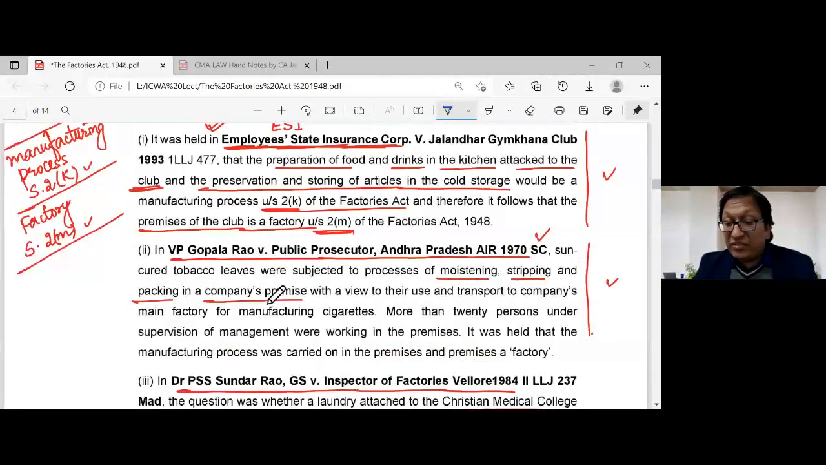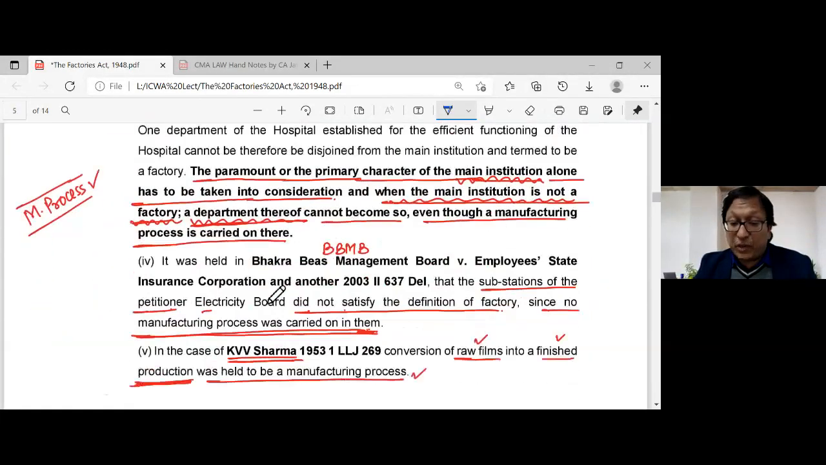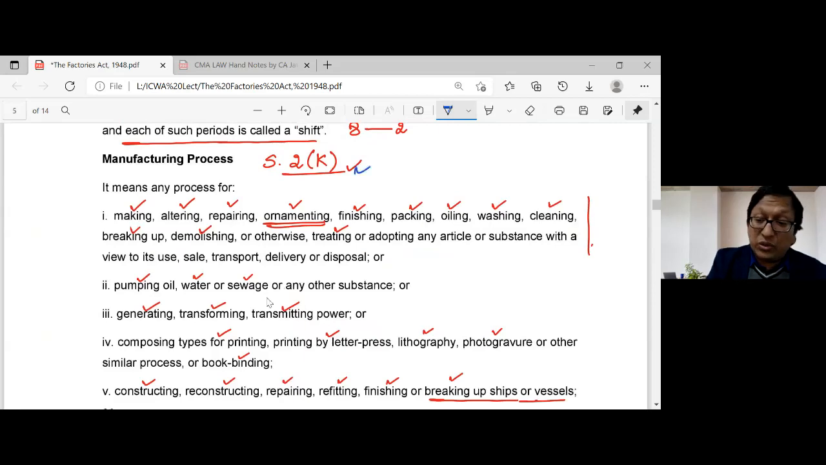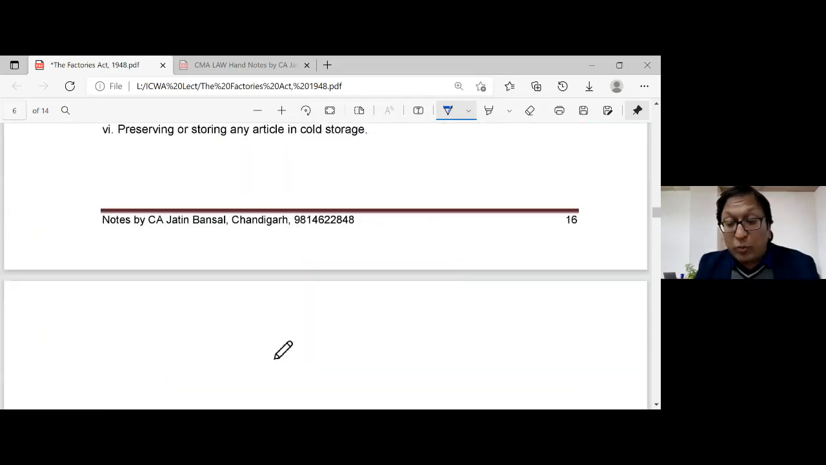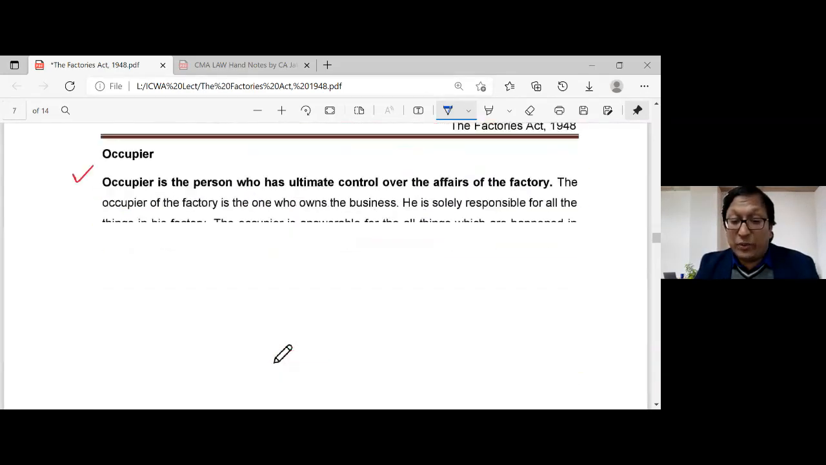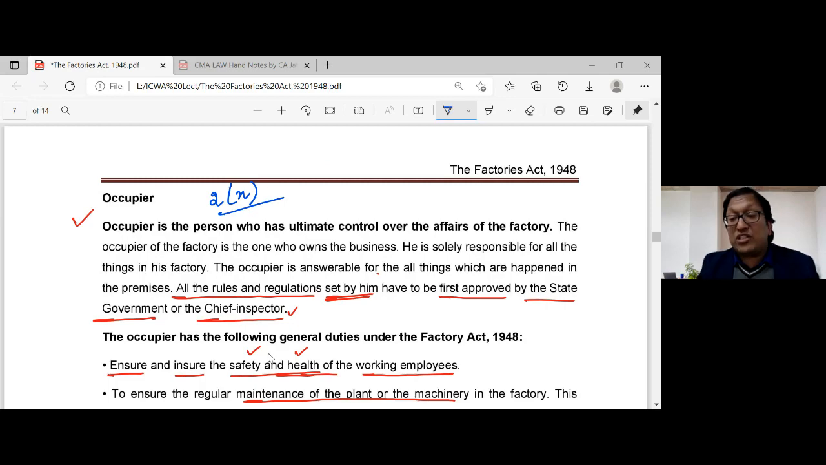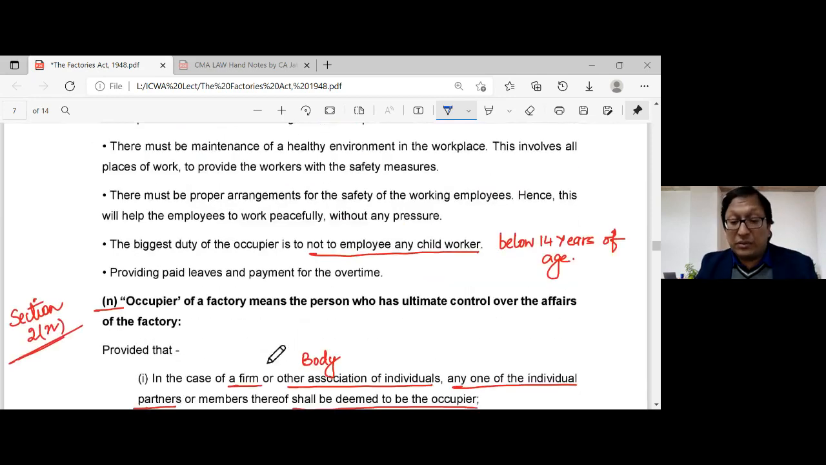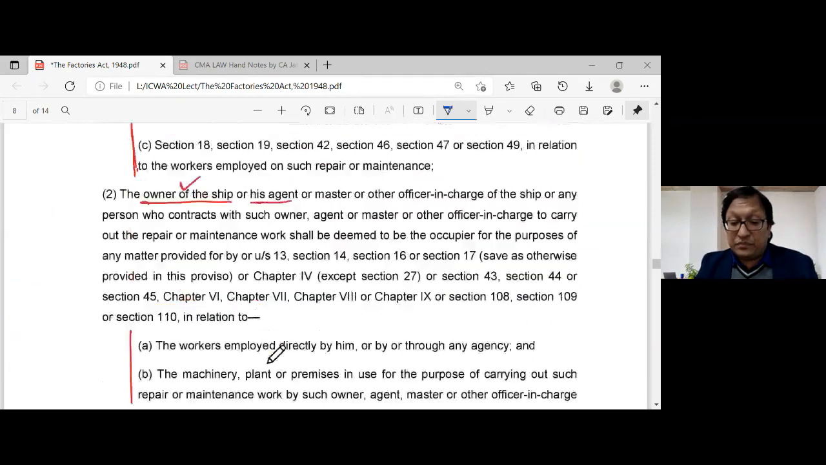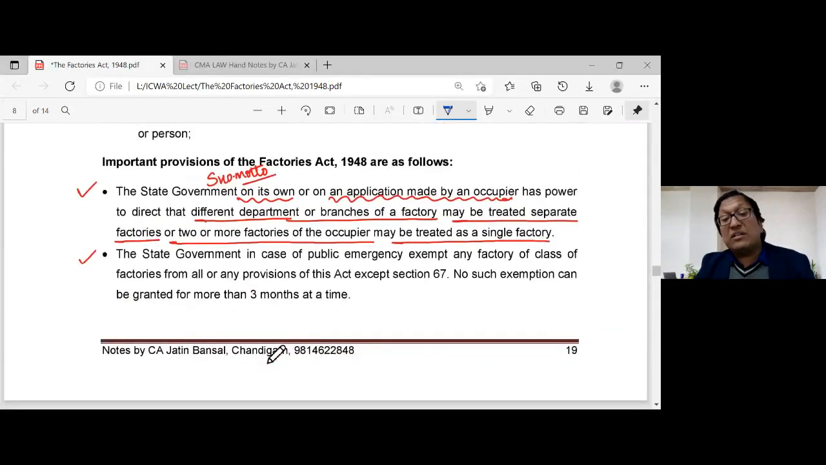Then we have 2k, manufacturing process. And then we have occupier, 2n. These three definition sections you need to learn first of all, and then these provisions are the important ones that you need to understand.